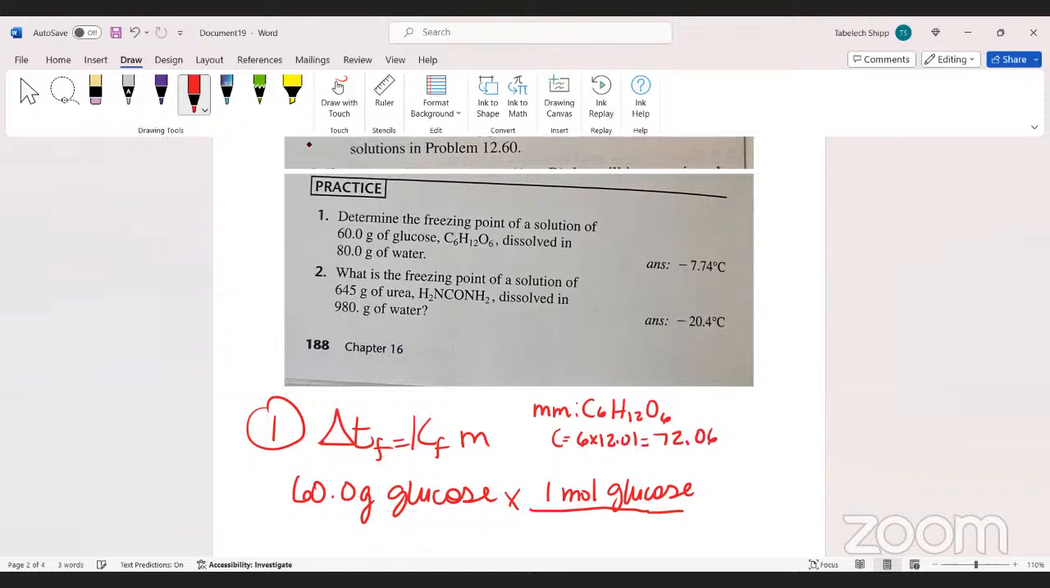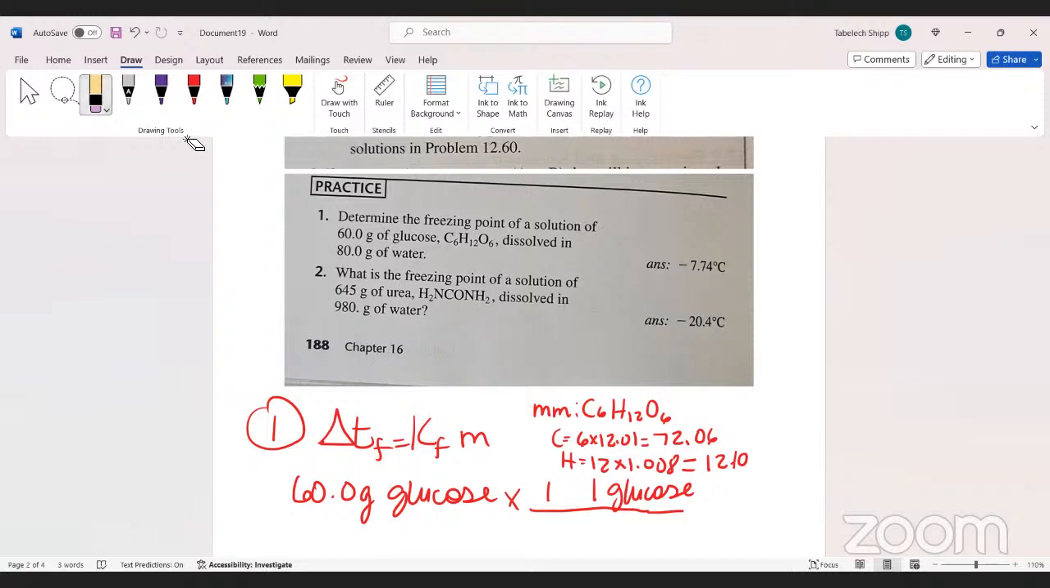And you get 72.06, okay? Then you're going to do the same thing for hydrogen. And you got 12 hydrogens times 1.008, okay? And then you've got your oxygens, and you've got 6 of those. And I'm going to make that 12.10, okay?